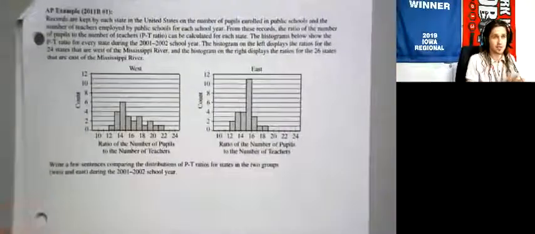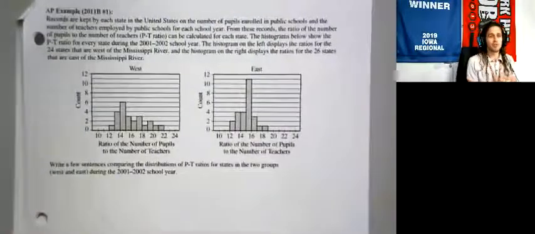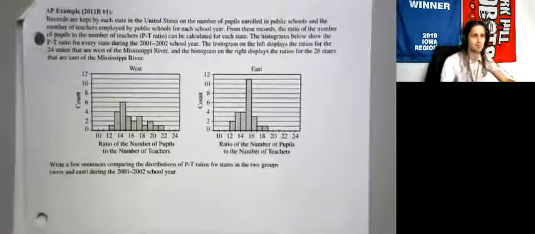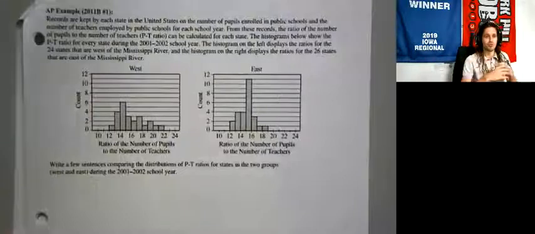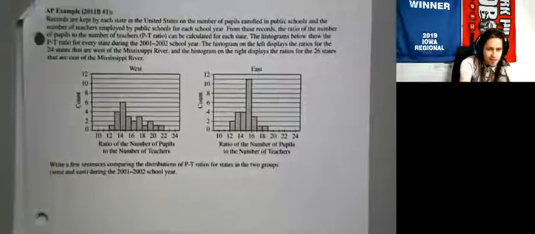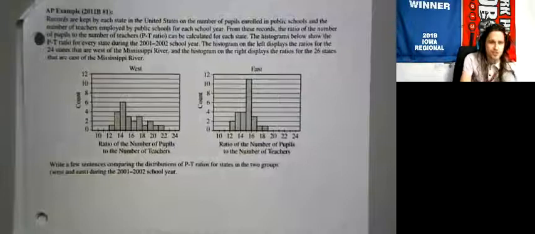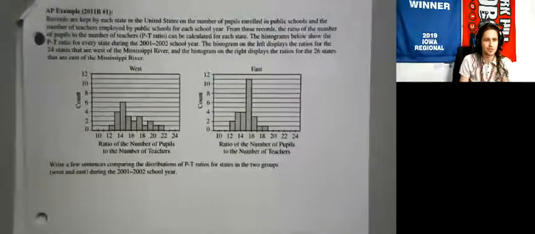Last thing is a histogram for your example. Records are kept by each state in the U.S. on the number of pupils enrolled in public schools and the number of teachers employed in public schools for each year. And what do we do with that? We come up with something called a pupil-teacher ratio, right? How many pupils are there for every teacher in the building? And so, 2011B number 1: write a few sentences comparing the distributions of pupil-teacher ratios for the two groups, West and East, during the 01-02 school year.